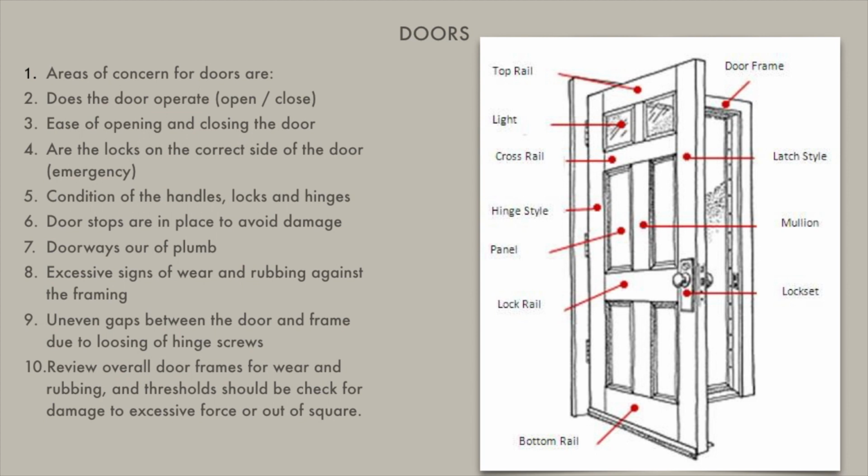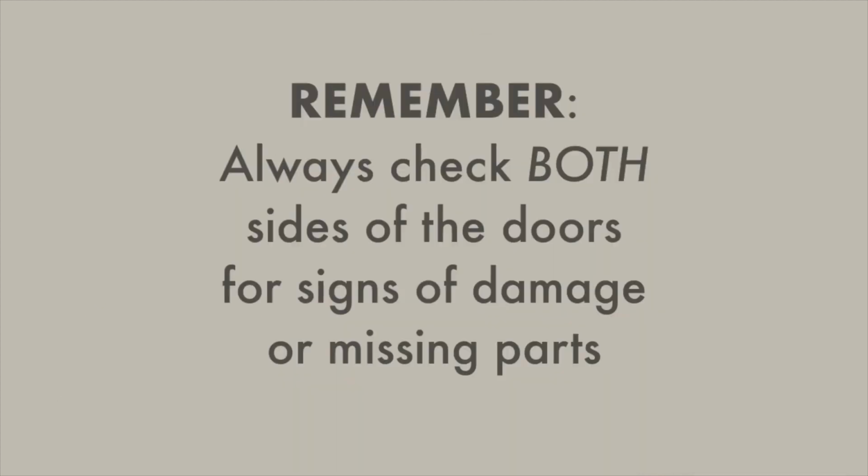Excessive signs of wear and rubbing against the framing. Uneven gaps between the door and frame due to loosening of hinge screws. Review overall door frames for wear and rubbing, and thresholds should be checked for damage due to excessive force or being out of square. Remember, always check both sides of the door for signs of damage or missing parts.